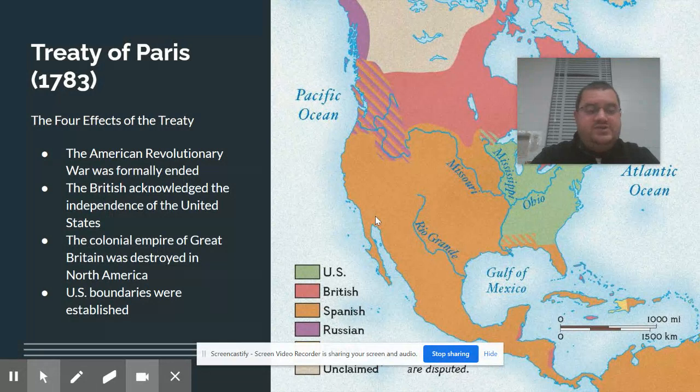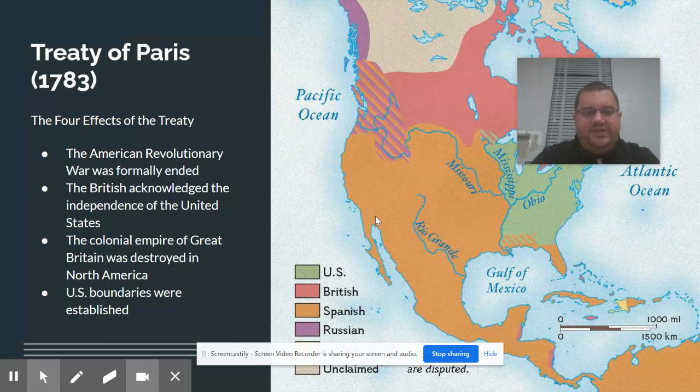So the first thing this treaty did was it officially ended the American Revolutionary War. The second thing it did is the British acknowledged the independence of the United States. So they acknowledge that we are our own country.